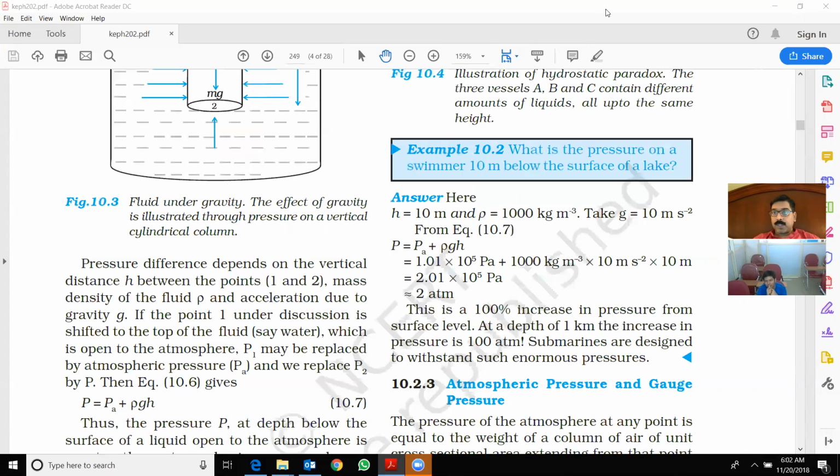Yes, sir. How will it change to the same proportion? What will be rho in that case? What is the value of rho that I will consider? Why did I take 1000 kg per meter cube as the density?